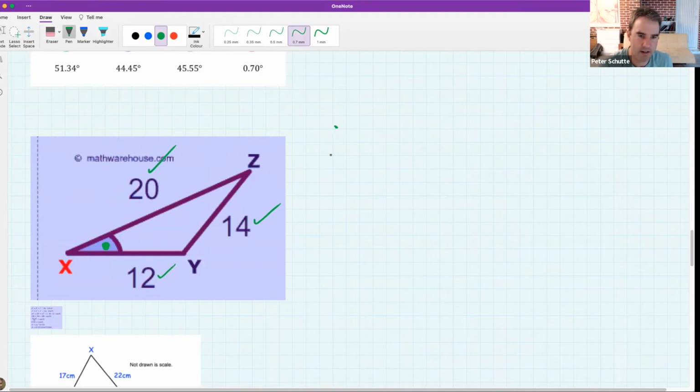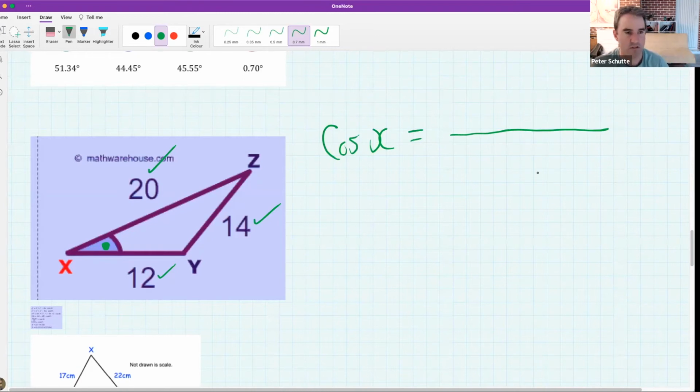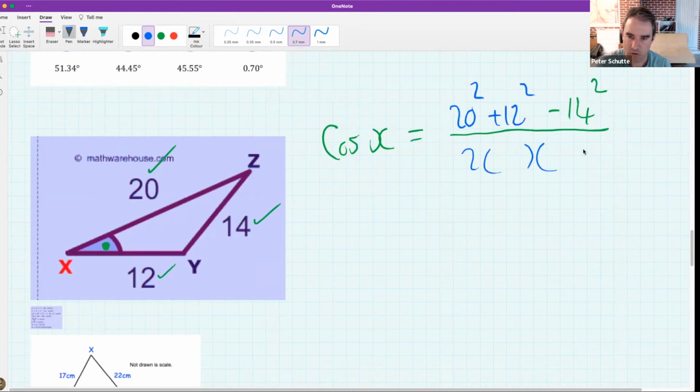So I'm going to write down the cos of X just to get me started. And then I know there's going to be 2 lines. So what is going to be in each of these 2 lines? I remember from the last question, the 14 is kind of important, so I'm going to put that there. And then I'm going to put my 20 squared and my 12 squared here. And then I know it's 2 times, and I remember it doesn't involve the 14. It just involves these 2 above here, so it's 20 and 12.